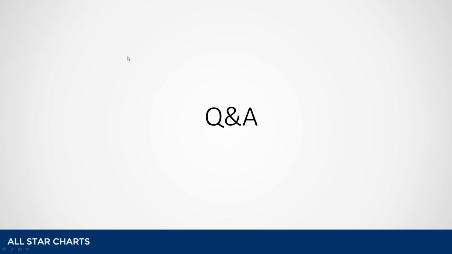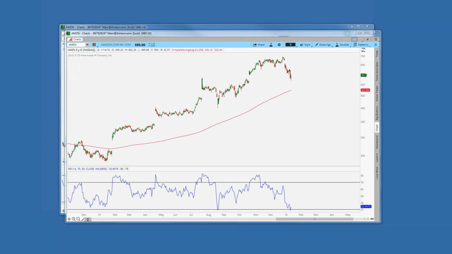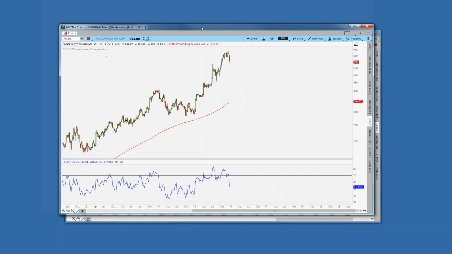All right, so let's look at some charts. Let's see, Robert wants to know, what specific level for the S&P 500, and how high will the VIX go?